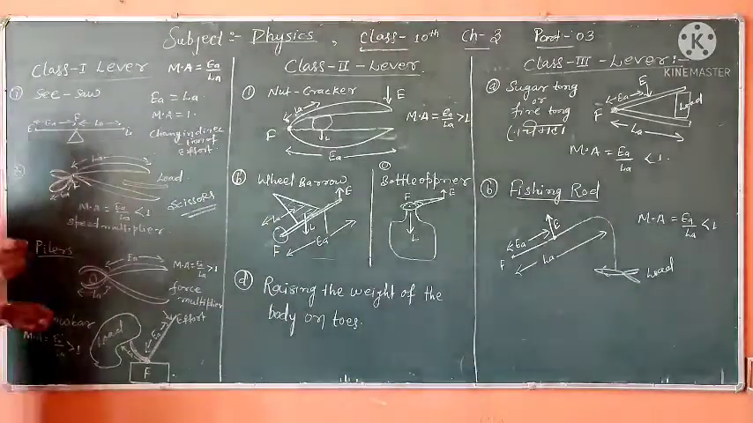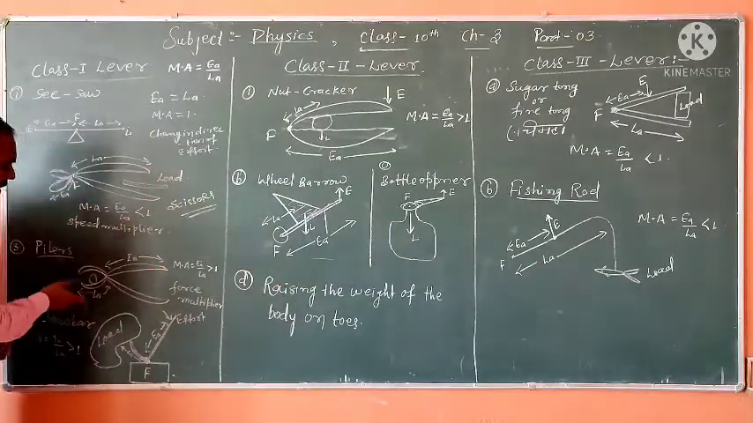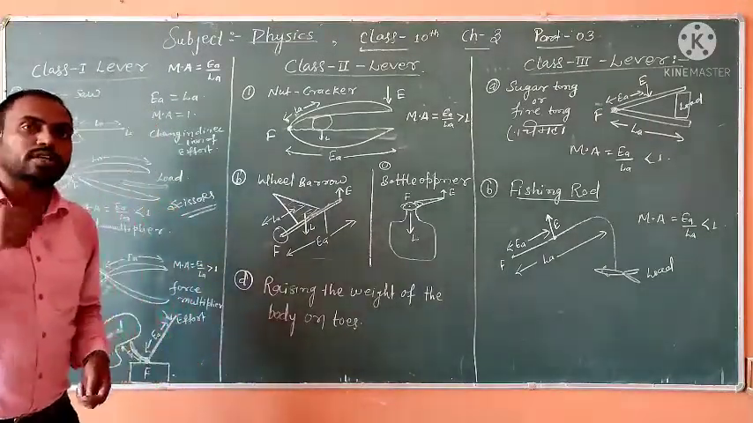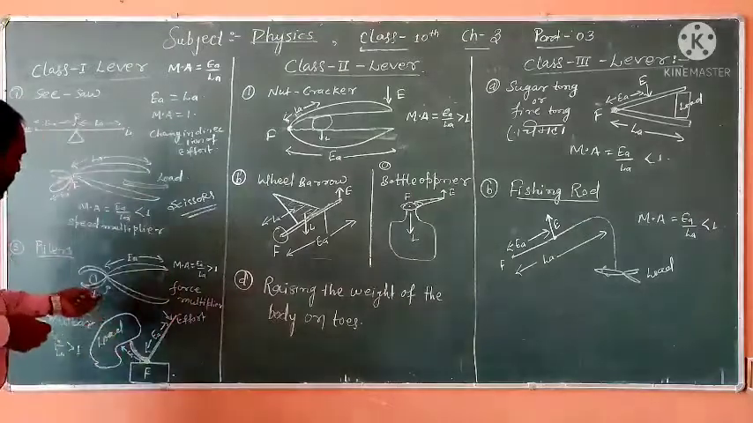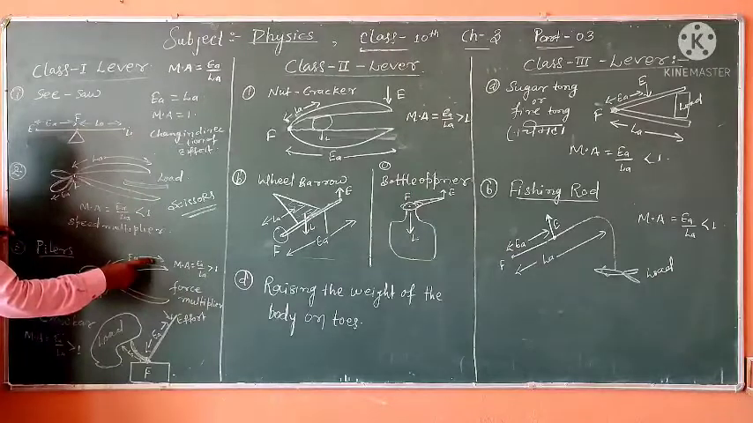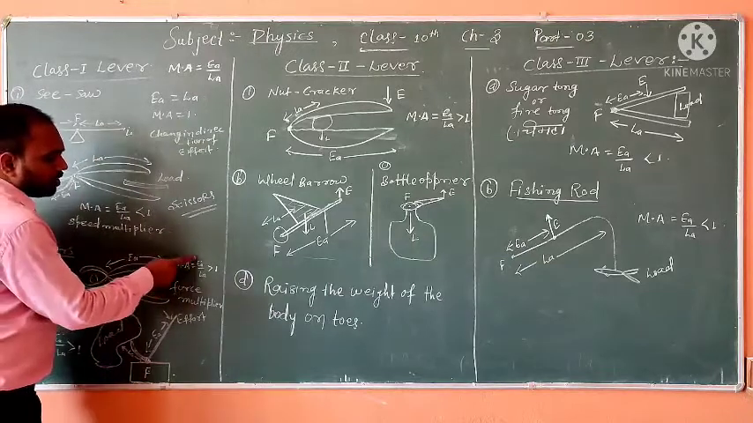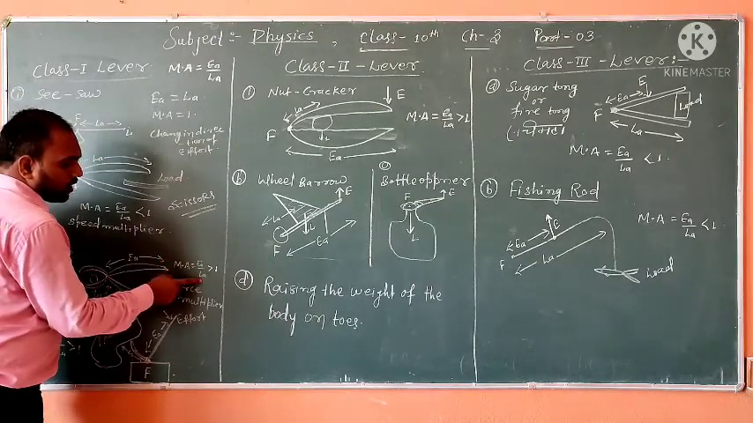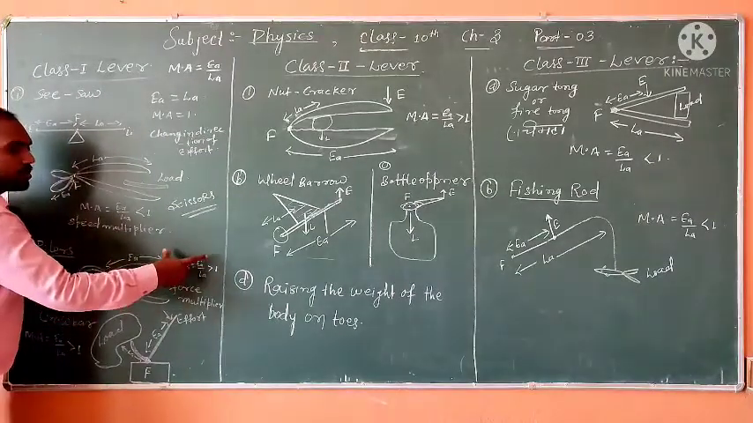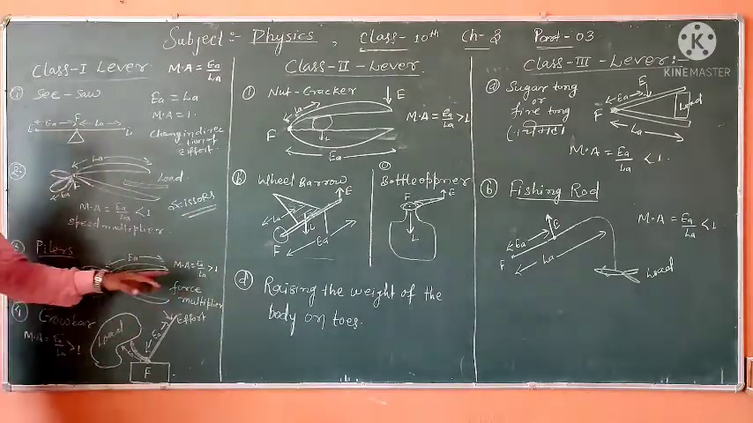In the pliers, you will find that the handle, where effort is applied, is greater, while the cutting part, the usable part where the load is kept and to be cut, is very small. It means the load arm is small, while the effort arm is very much longer than the load arm. So mechanical advantage is equal to effort arm by load arm. As the load arm is very less, while the effort arm is very greater than the load arm, it means mechanical advantage is greater than 1.